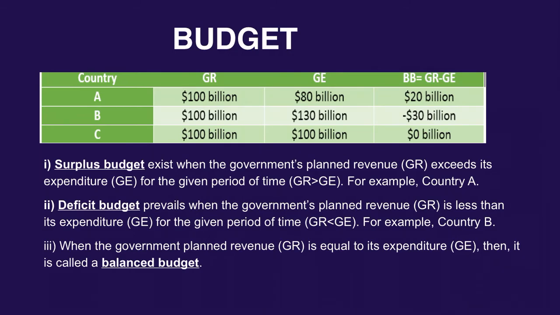If you look at country C, the planned government revenue is about $100 billion, and the planned government expenditure for next year is also $100 billion. Therefore, if we subtract, the budget balance is going to be $0. It is not a surplus and not a deficit; it is zero. If it is zero, we can say it is a balanced budget.